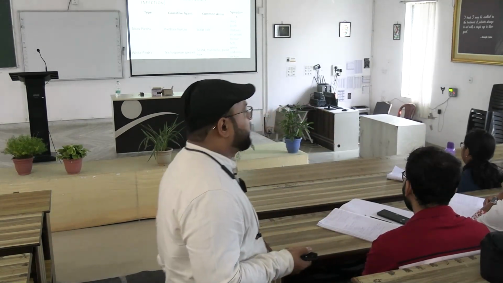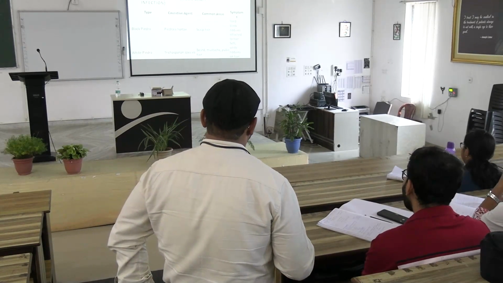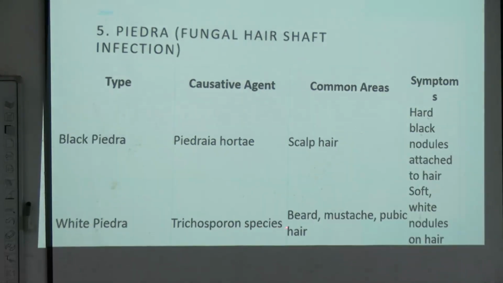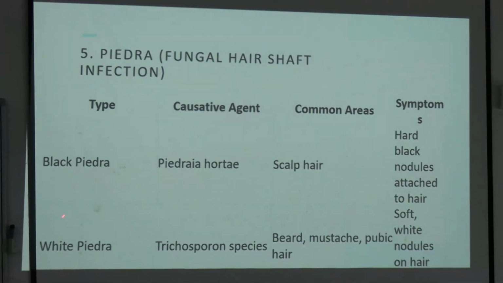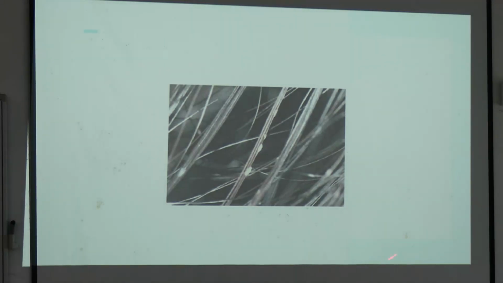This is the basic difference between black Piedra and white Piedra, but the causative agent is also different: Piedraia hortae and Trichosporon species. Black Piedra commonly affects scalp hair, and white Piedra affects beard, moustache and pubic hair. This is an example of the kind of nodules seen in hairs. This is a white Piedra.